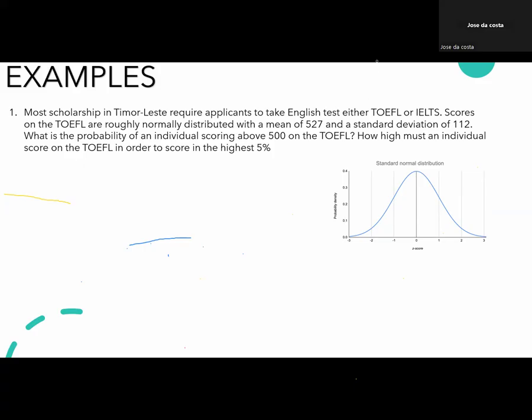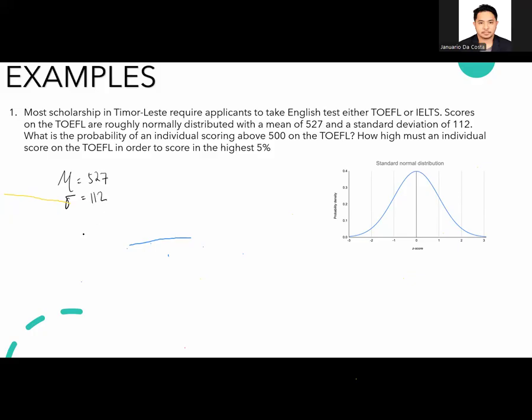All right. Suppose 40 people take an English test like TOEFL or IELTS. The scores on TOEFL are roughly normally distributed. For example, among the 40 test takers, the scores are roughly normally distributed with a mean of 527 and a standard deviation of 112.